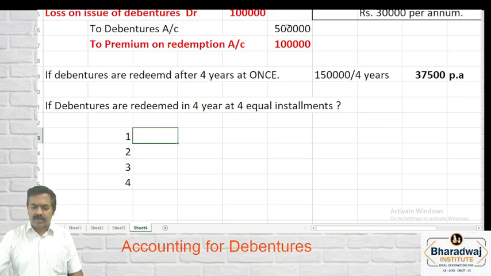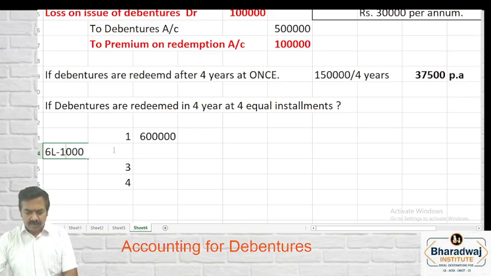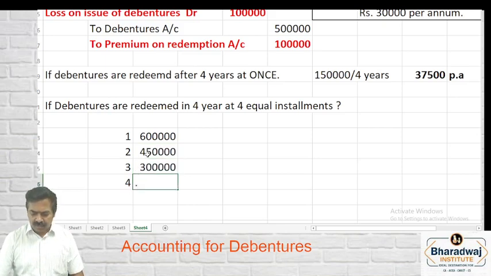First year, debentures outstanding 5 lakh plus 1 lakh, 6 lakhs. Second year, the 6 lakhs minus 1,50,000 repaid, balance will be 4,50,000. At the end of the first year 1,50,000 is repaid. Next year 3 lakhs. Last year 1,50,000 remains, that would have been repaid.